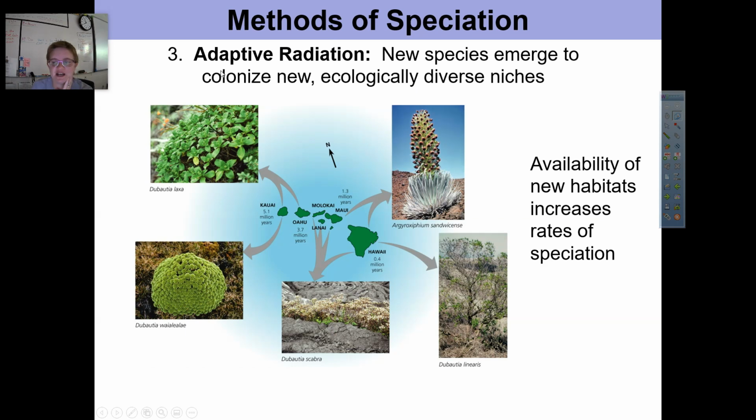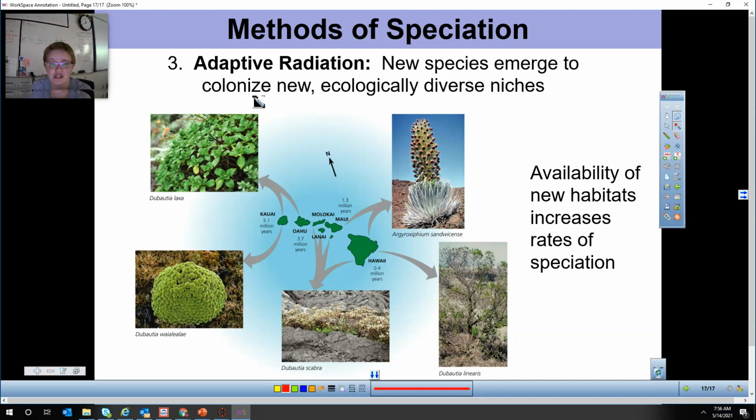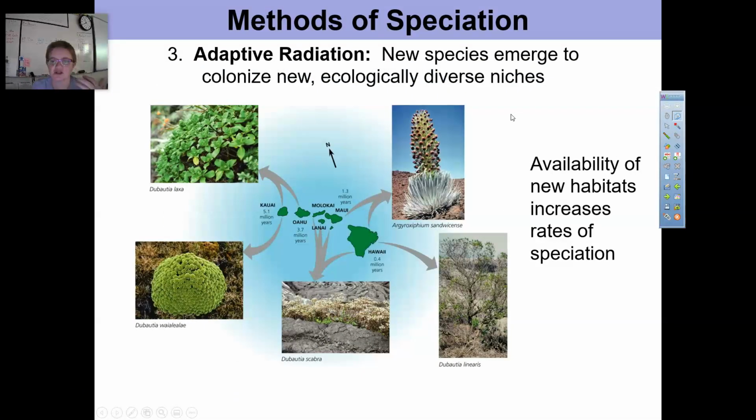Last mode of speciation is adaptive radiation. And that's just when we have a bunch of new ecologically diverse niches, like a new habitat, you're going to get some new species emerging to fill in that new habitat. Like Hawaii, volcanic islands, just rock, but once plants and animals get there, they just go crazy with evolution and they adapt to the new environments, and natural selection takes over and you end up with a bunch of different new species all at once. So once you get new habitats, you're going to get lots of new species.